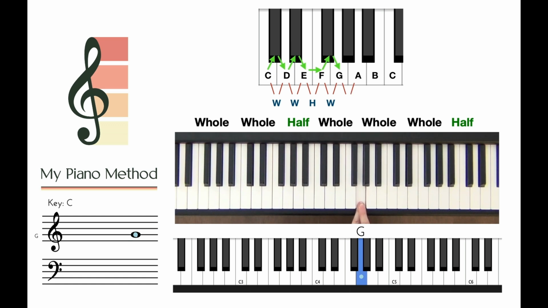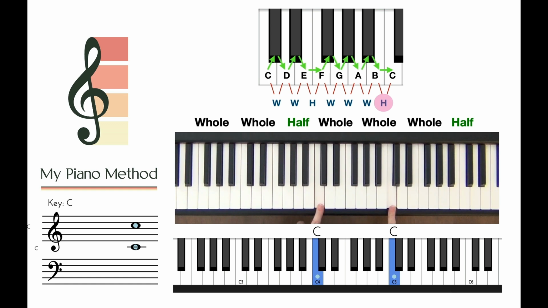From G, we move up a whole step, 1, 2, we land on the A, so this is our 6th note. From the A, we move up a whole step, 1, 2, we land on the B, this is our 7th note, and then we end the scale with a half step, which brings us back to C. So we have moved all the way up our scale using the formula whole, whole, half, whole, whole, whole, half.